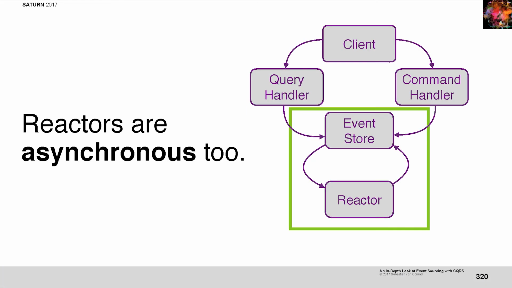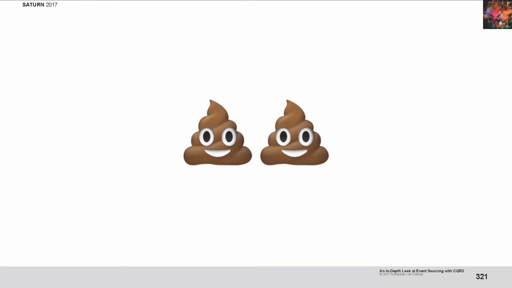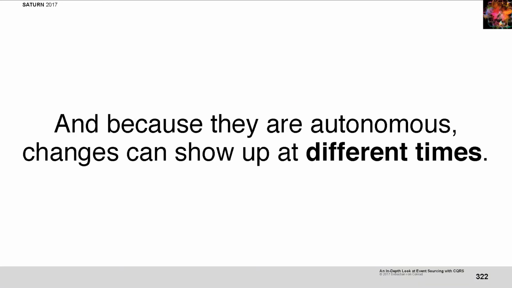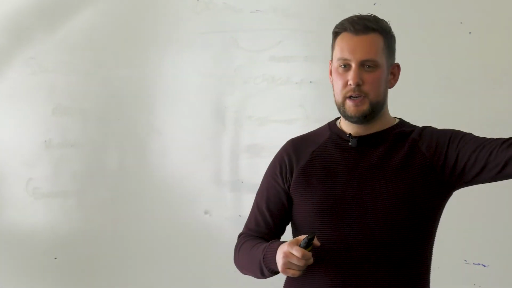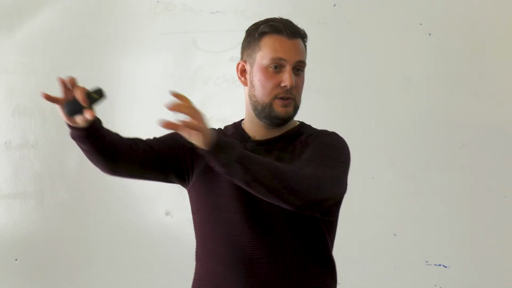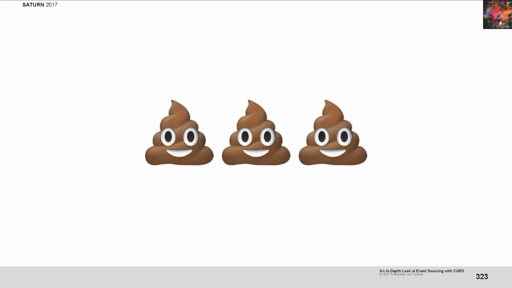And here's the thing. Reactors are asynchronous as well. Inherently, they use the same mechanism of tailing the event log asynchronously, which is also bad. And to add more icing on this cake, because projectors and reactors are autonomous and decoupled from each other, they can be at different points in the event stream, which means that a change might show up in this projection over here, but it's not in this projection over here just yet, which is triple bad, right?